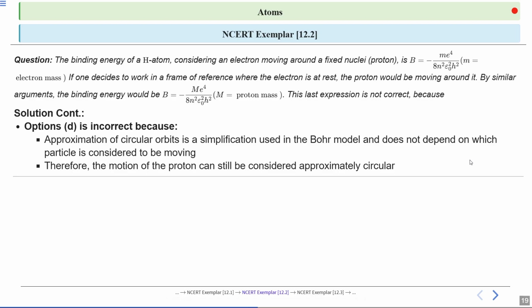To sum up, the main takeaway is that the circular orbit assumption in the Bohr model is valid regardless of which particle we consider as moving. The real issue with simply swapping the mass in the binding energy formula is not about the orbit shape, but about the correct use of reduced mass when both particles are moving.